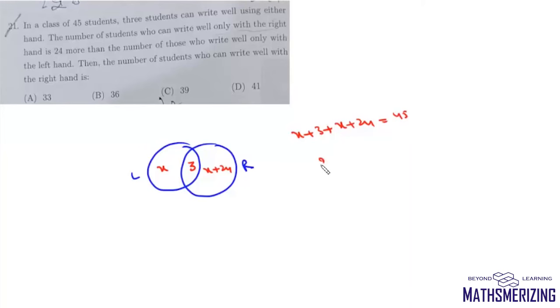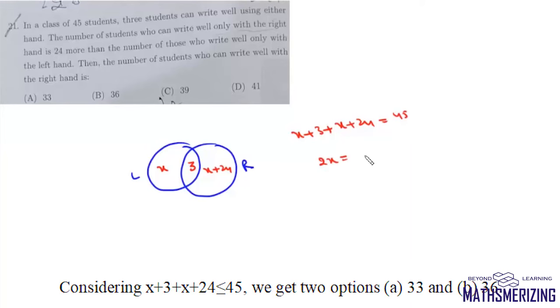Now this is 2x equals 45 minus 27, which is 18. So value of x is simply 9. Now it is asking for number of students who can write well with right hand. Now total number of students who can write well with right hand is x plus 27. So it will be this 27 plus 9, which is 36. And that's your option B.